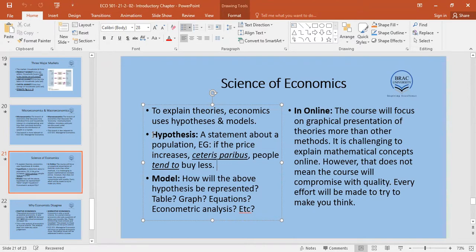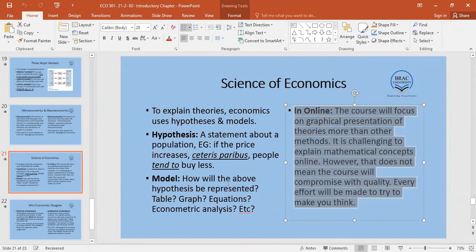Now, this verbal statement, we can present it with a graph. We can present it with a table. We can present it with equations. We can also present it with statistical analysis. How we present it is immaterial. The thing is, we just made a statement, then we are going to try to analyze the matter. Now, the course will focus on graphical presentation of theories more than other methods.